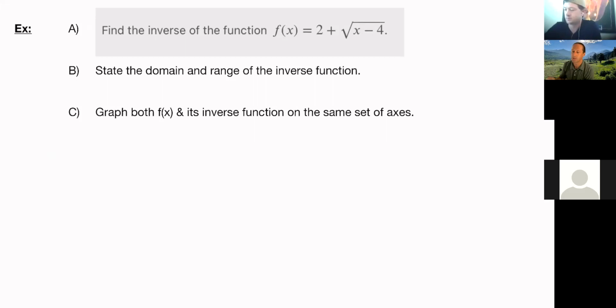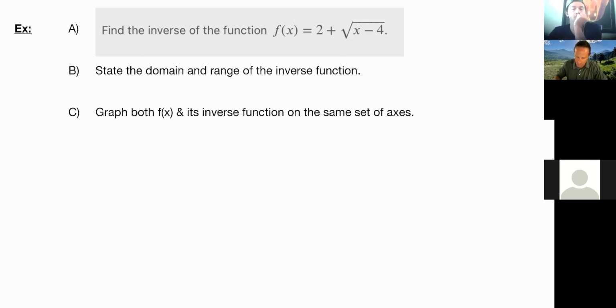Here's the last thing for today, and then I'll give you guys the last bit to work on all of this together in groups. So let's first find the inverse, then state the domain and range of the inverse, and then we will graph both that function and its inverse on the same set of axes. These are all the different things that they could ask you within the section. One example.